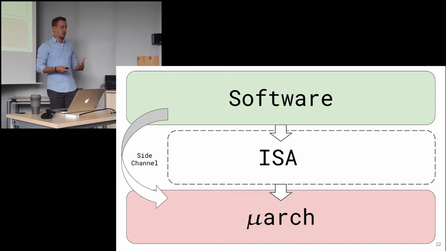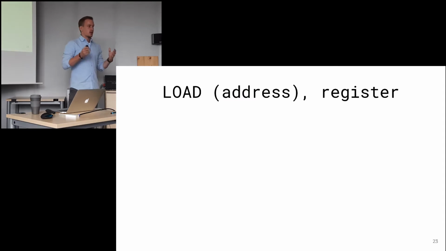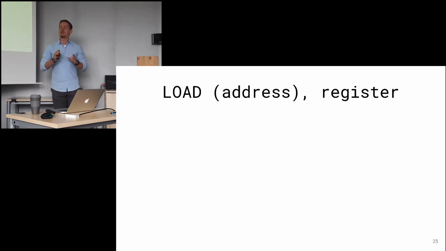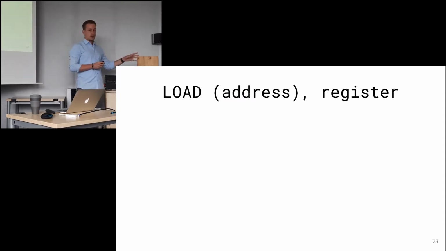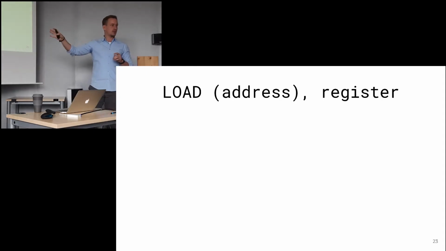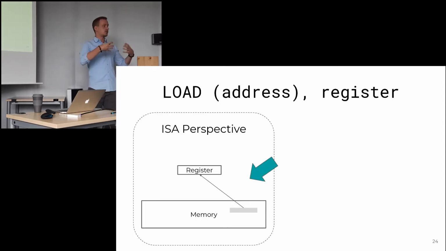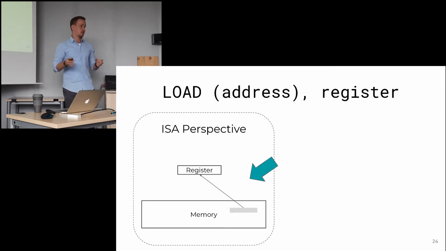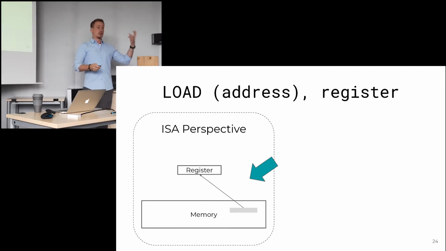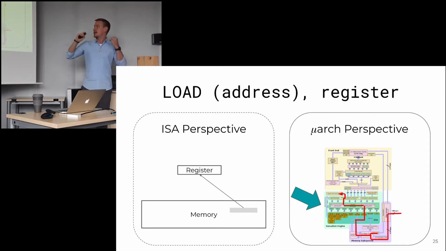But anyway, what is a side channel? Let me give you an example. Say we want to execute a simple instruction. We want to load some data from memory into a register. Very simple. From the abstraction point of view, from the instruction set architecture, or we can say how software perceives this action, we just load some data into memory. So it's very simple. We just have a load directly. But in practice, in the real world, in the hardware, it's way more complicated.